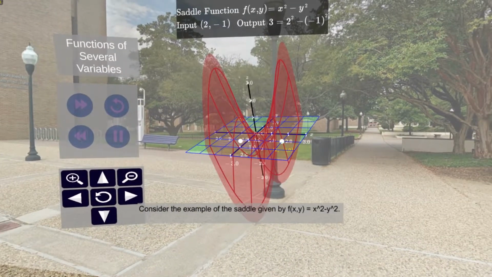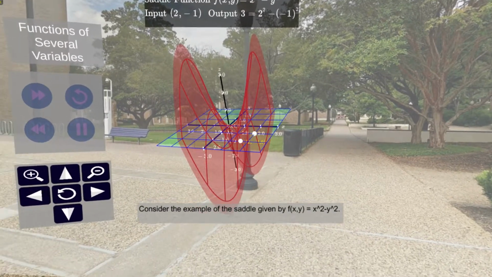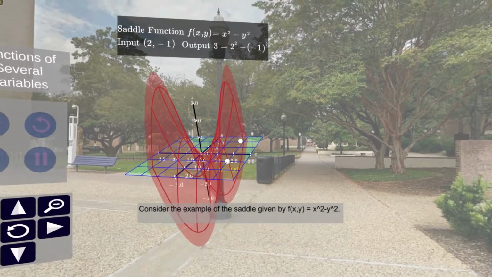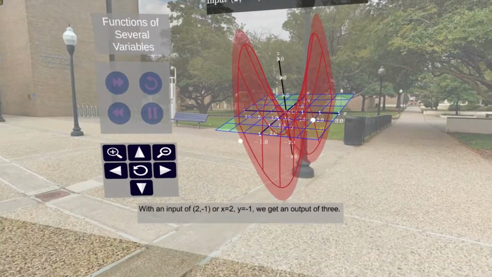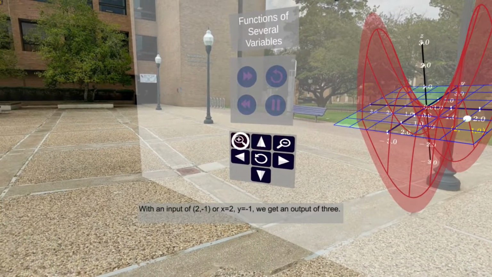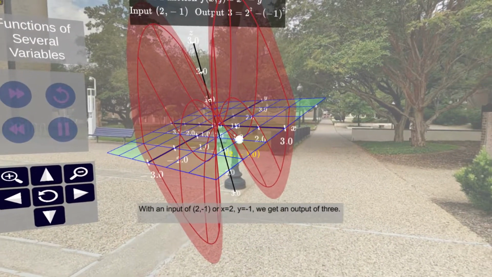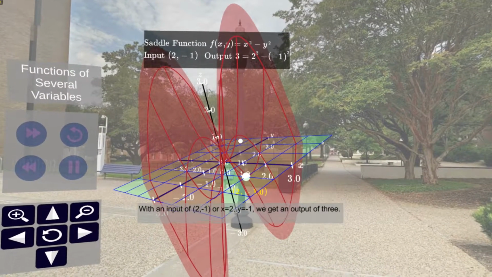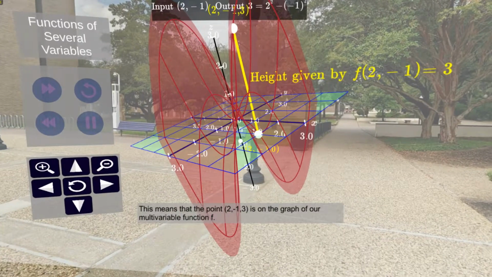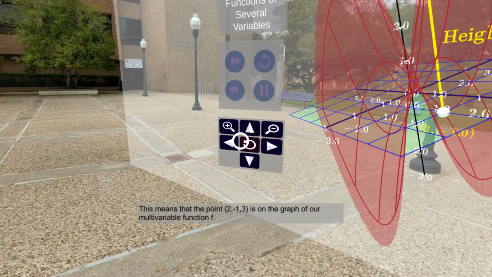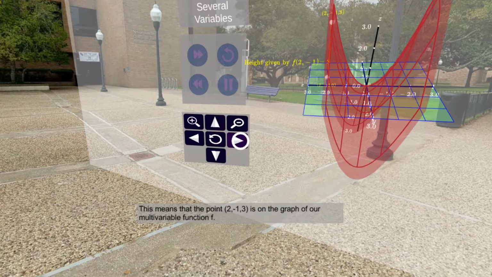Consider the example of the saddle given by f of (x, y) equals x squared minus y squared. With an input of (2, -1), or x equals 2, y equals -1, we get an output of 3. This means that the point (2, -1, 3) is on the graph of our multivariable function f.